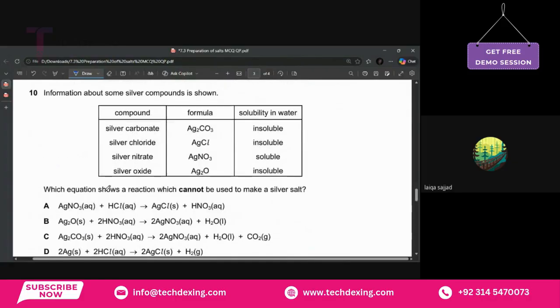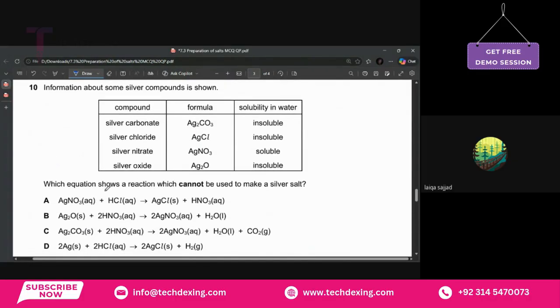Then we are given the information about some silver compounds. You are given the name of the compound, the formula for that compound, and the solubility of that compound in water. Which equation shows a reaction which cannot be used to make a silver salt? Silver carbonate is insoluble. Silver chloride is insoluble. Silver nitrate is soluble, and silver oxide is also insoluble.